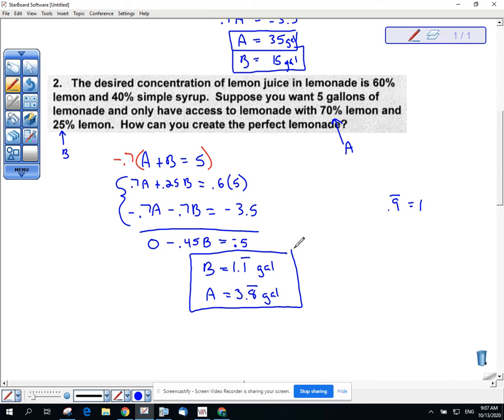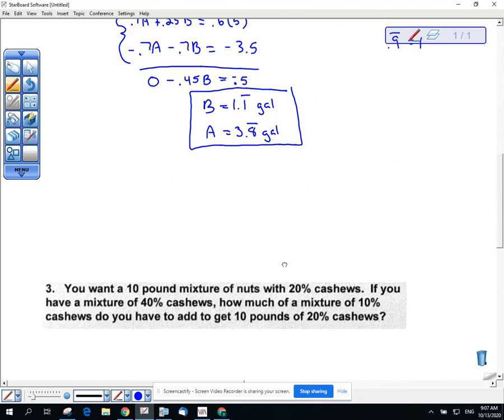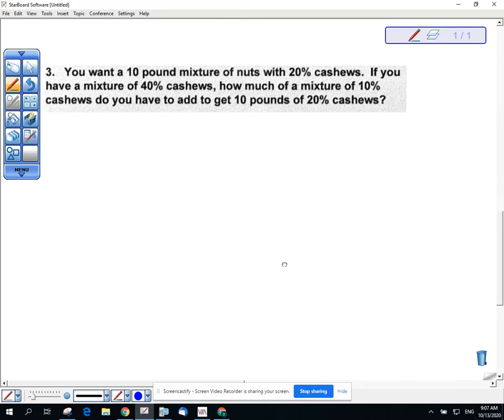Okay, now again, after we read it, you should pause the video and attempt this one before you just watch me do it. It says you want a 10-pound mixture of nuts with 20% cashews. If you have a mixture of 40% cashews, how much of a mixture of 10% cashews do you have to add to get 10 pounds of 20% cashews?